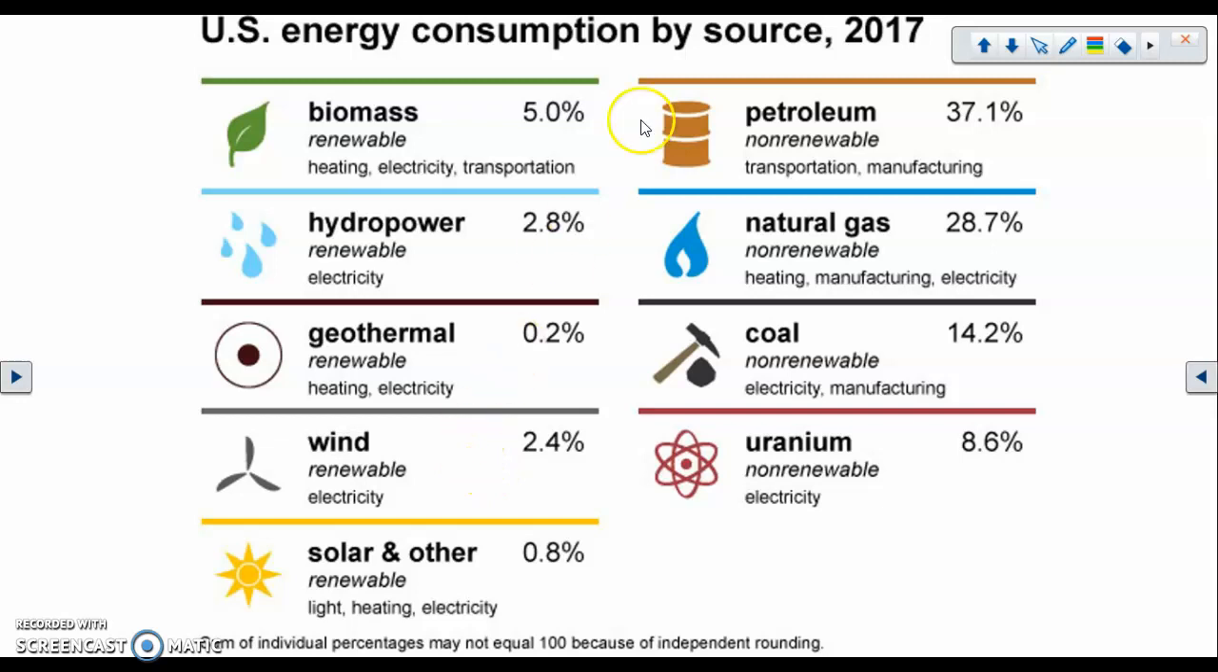So the fuel sources that we use, based on 2017 data, if you look at this distribution, most of the energy sources are from the non-renewable sector. If you look at petroleum, natural gas, and coal, those are non-renewable resources. And if you throw in uranium, that is also a non-renewable resource.